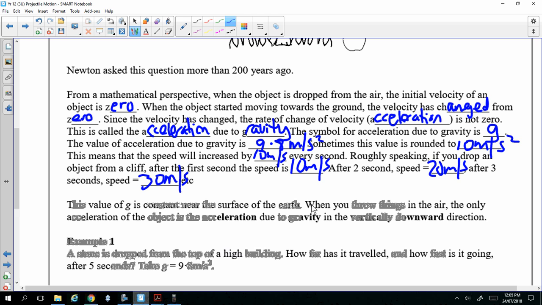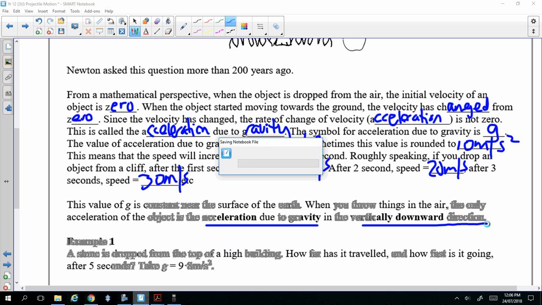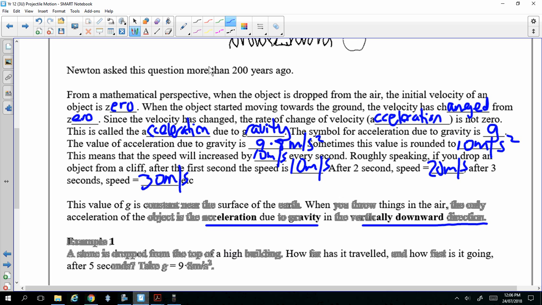When you throw things in the air, the only acceleration of the object is the acceleration due to gravity, in the vertically downward direction. So we're going to do a question on that. We're going to model throwing a stone from the top of a building. How far has it traveled? How fast is it going after 5 seconds? We can answer all of these using mathematical analysis.